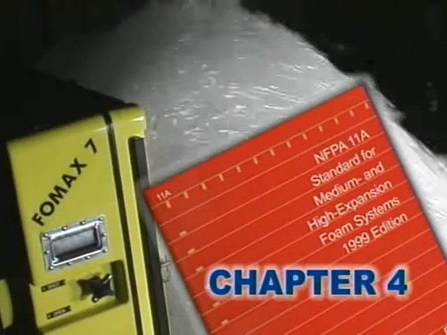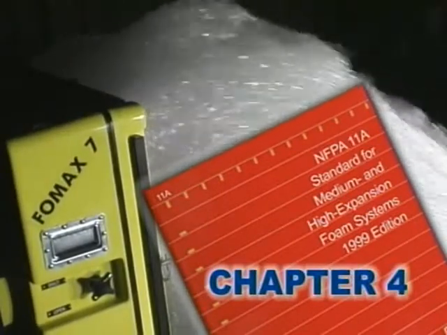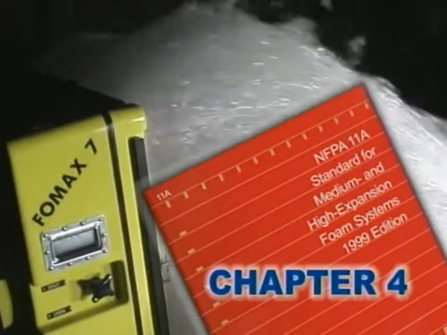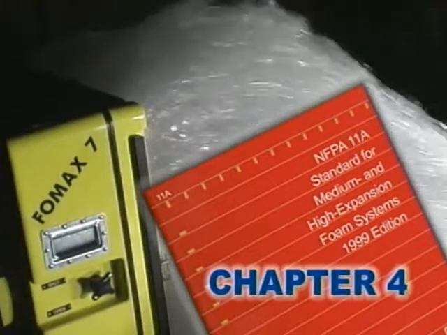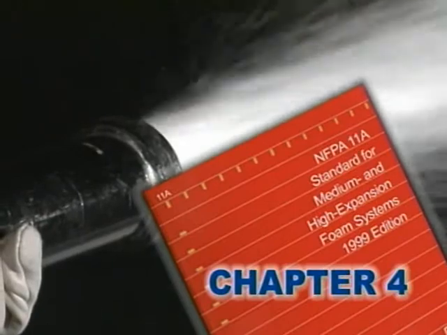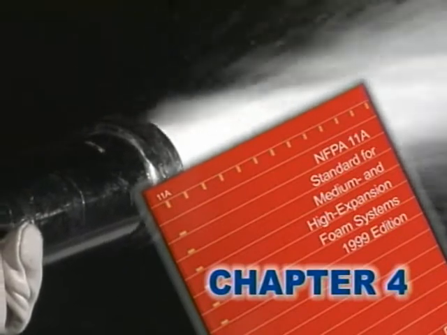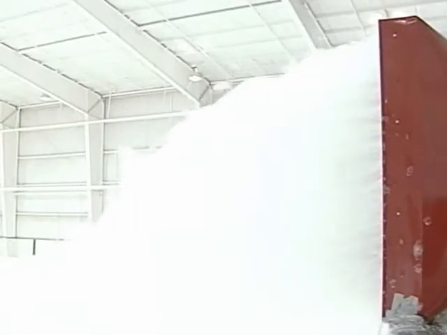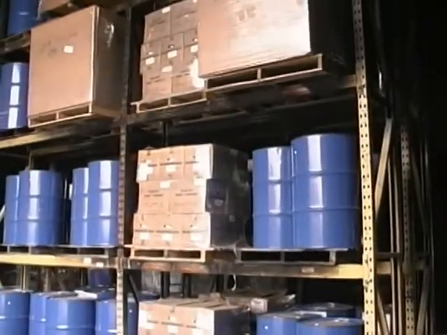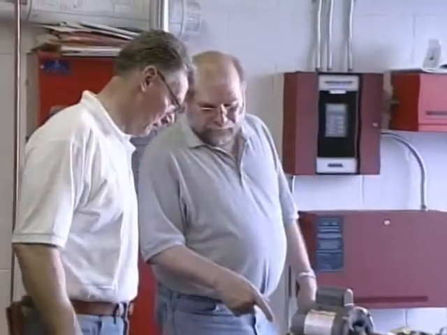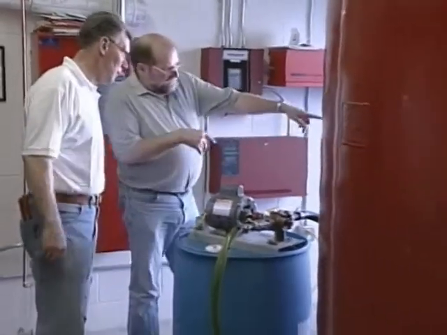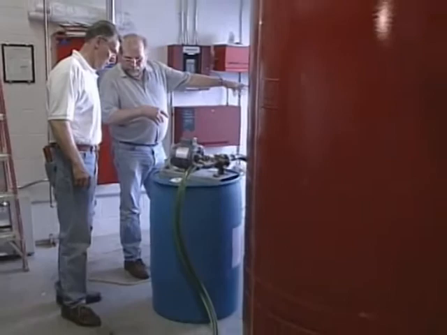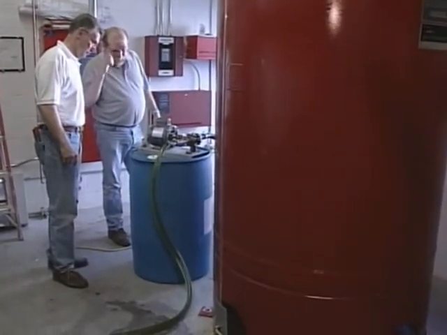NFPA 11A Chapter 4 provides guidelines when medium and high-expansion foams are applied manually using a portable foam generator, or special air aspirating nozzles commonly connected to the foam solution supply. The unique capabilities of high-expansion foam systems provide the versatility to protect various fire hazards, especially when the hazard is three-dimensional. The next time you find yourself specifying a low-expansion foam system, consider adding a dimension of protection.